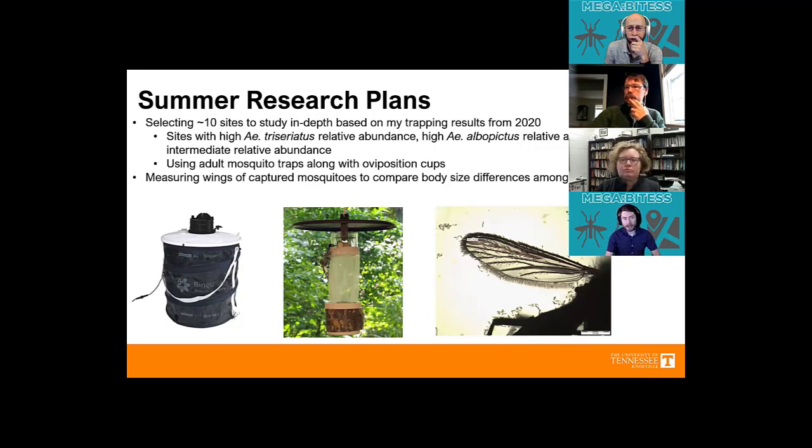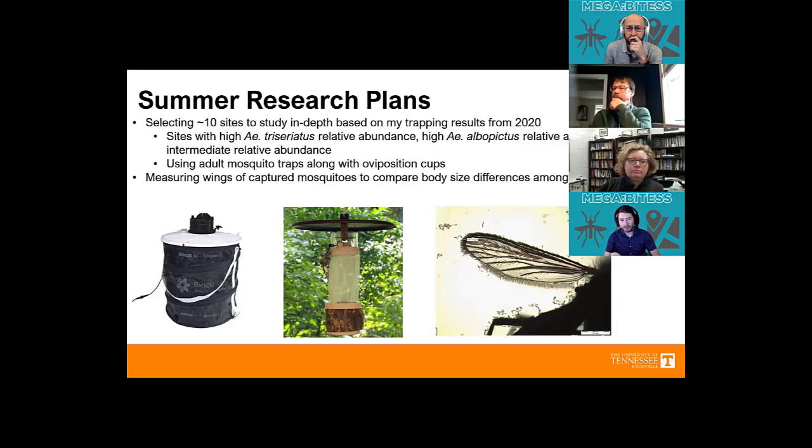And what I'm going to do is add adult mosquito traps along with these oviposition cups we've been using, because I want to compare the wing lengths of the mosquitoes we capture among those different sites. And the reason for this is that there is some research that came out that was measuring competition between the tiger mosquito and the tree hole mosquito. And it found this weird result where if there was a lot of tiger mosquito in a cup where the larvae of both species were developing, if there were more of the tiger mosquitoes and fewer of the tree hole mosquitoes, most of the tree hole mosquitoes would die and not survive.